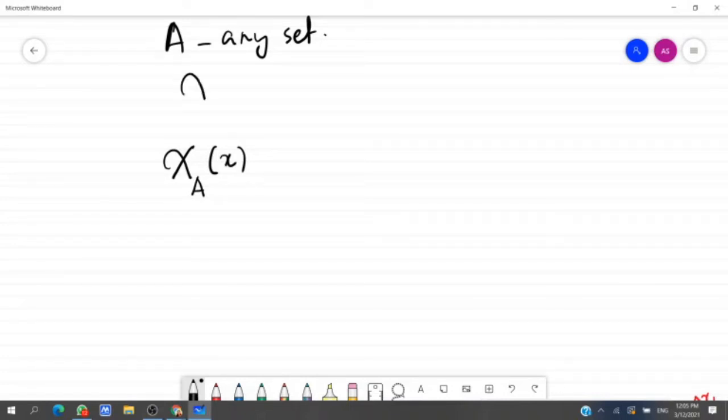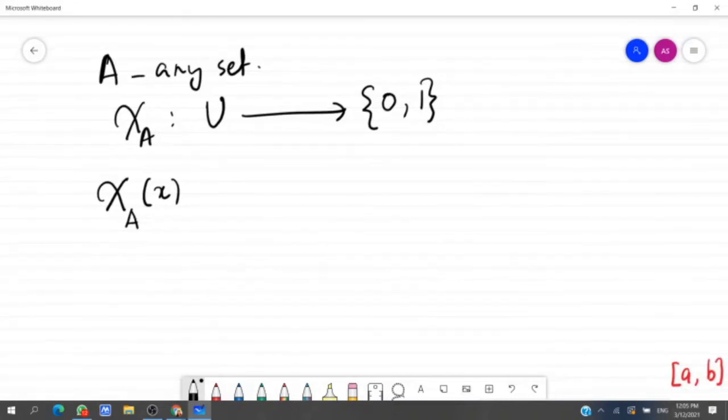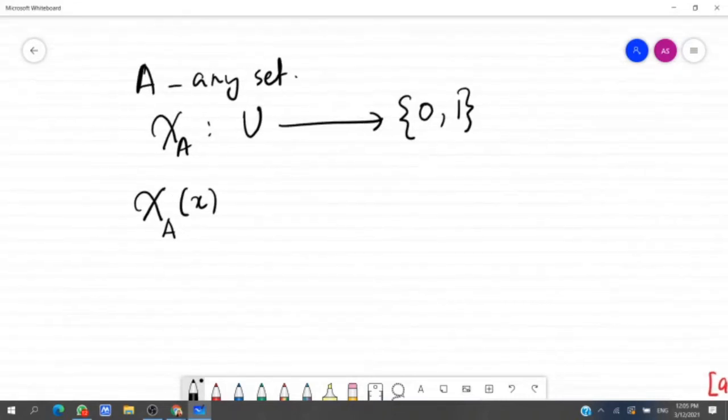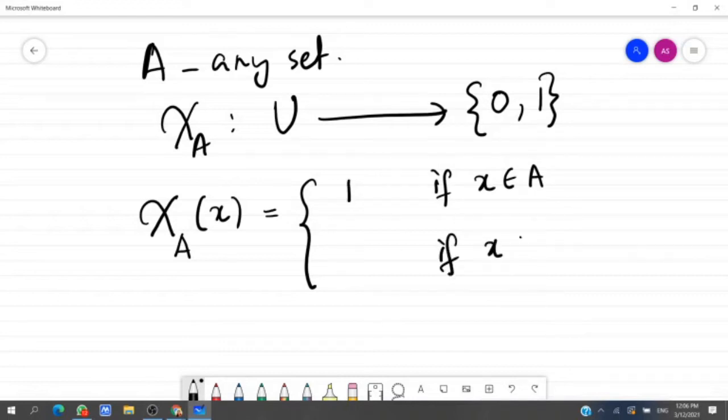Chi A is a function from the universal set, ഏതാണോ ഇവിടെ ഇപ്പോൾ നമ്മൾ എടുക്കുന്നത് യൂണിവേഴ്സൽ സെറ്റ് R ആയിരിക്കും, the set of all real numbers R. ഏത് സെറ്റ് ആണെങ്കിലും ശരി, the characteristic function maps all the elements in the universal set to either 0 or 1. So the codomain, or range set, is the 2-element set {0,1}, and it maps each and every element to either 0 or 1. If that element is an element of A, the characteristic function maps it to 1, and if x is in U but not in A, the characteristic function value will be 0.